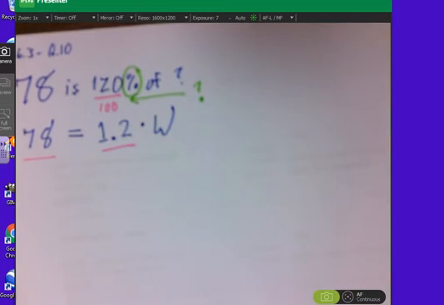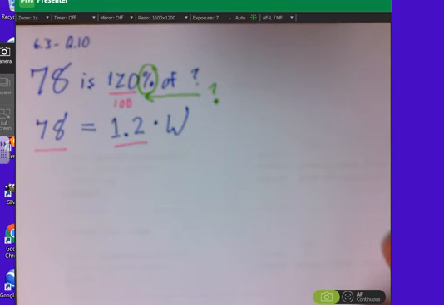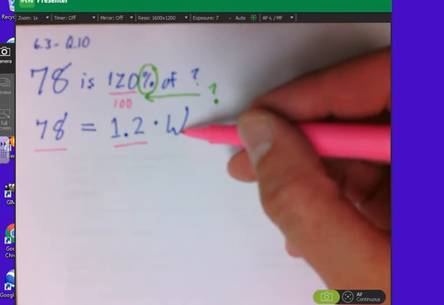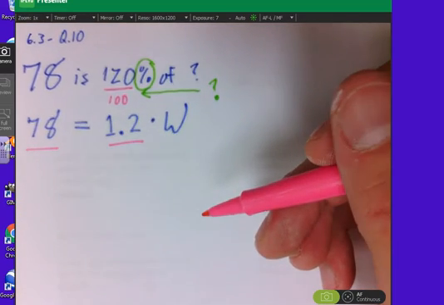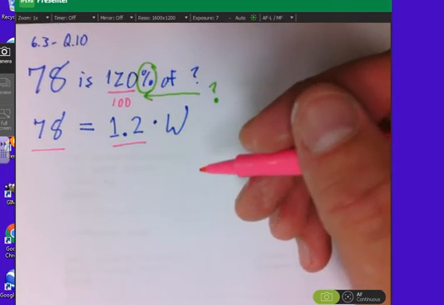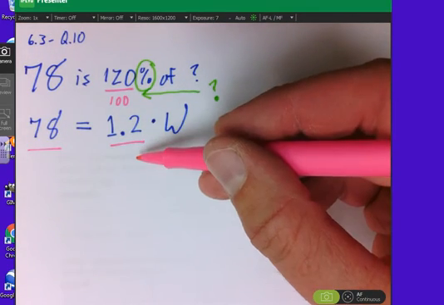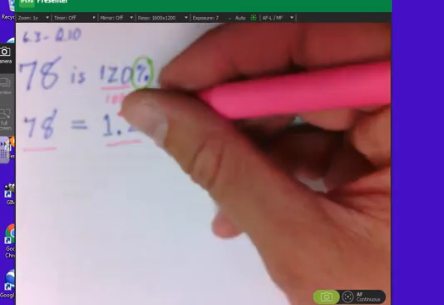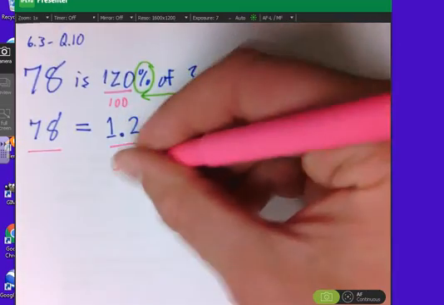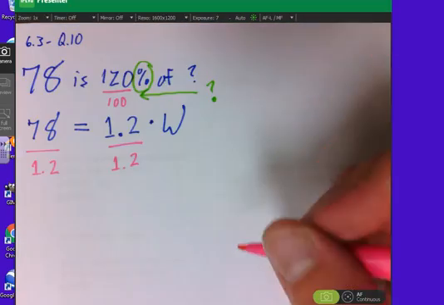So what could we divide 1.2 by to completely get rid of it and essentially just turn it into a 1? Because we want 1W. How do I turn a number into 1? We divide it by... should we divide it by 78? Ooh, but that wouldn't turn into 1. Think about what number we want to get rid of. Since we want to get rid of the 1.2, that's what we divide by. Okay. Cool. So we divide by the 1.2 on both sides.